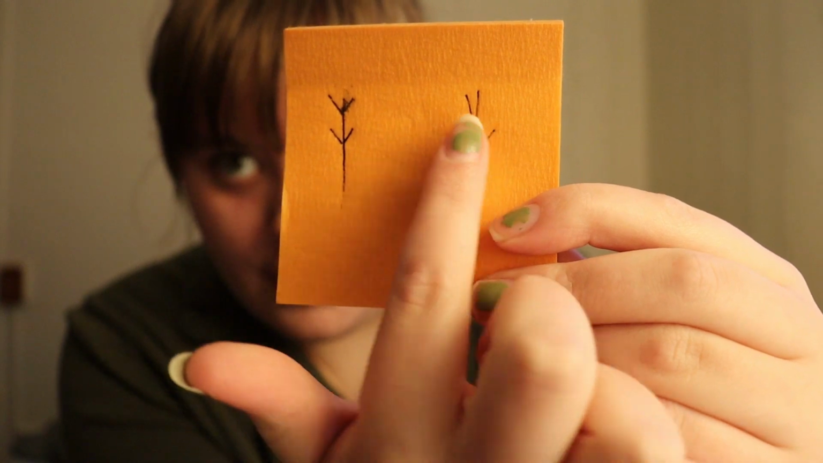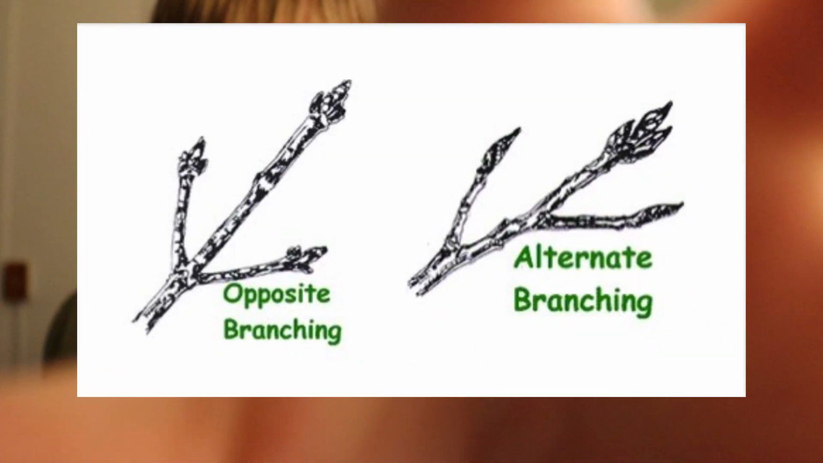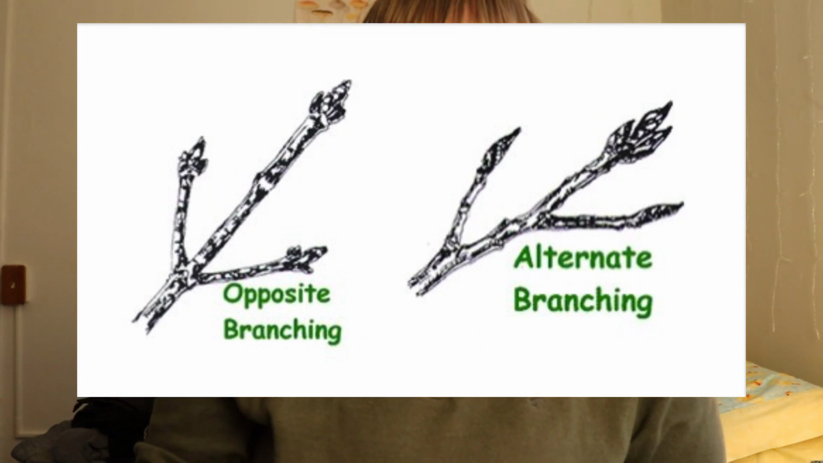So this is alternate and this is opposite branching, and I'll put another example up on the screen. And looking at those can also help. There's only a few species in the Northeast United States, at least, that has opposite branching, and that's maple, ash, and dogwood, which you can remember with a little saying, mad dog. That's what I use at least, and it helps.